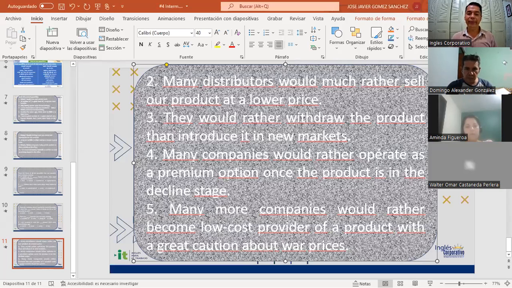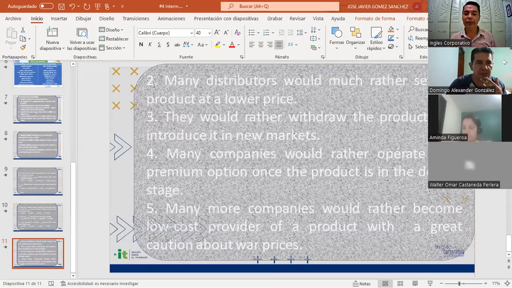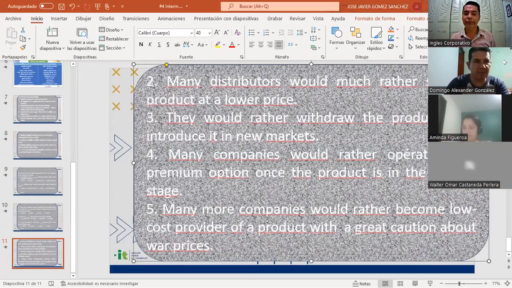¿Ok? Veamos si no me equivoco en otra palabrita, porque una palabrita puede dar mal en la plataforma. Many distributors would much rather sell our product at a lower price, correct? Ahí también le cambiamos word prices. Como en el manual dice, prices, word, price words. Ah, hay otro error todavía. No, Dios mío, my goodness.